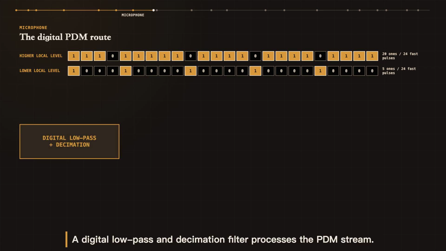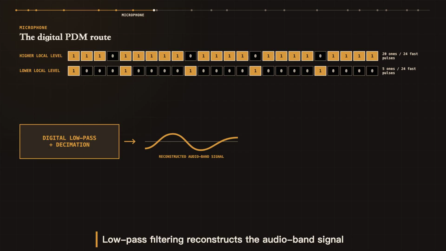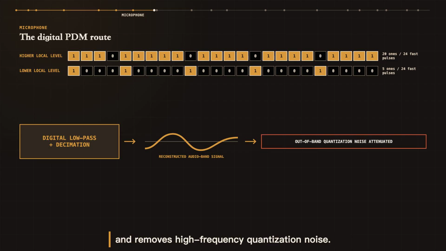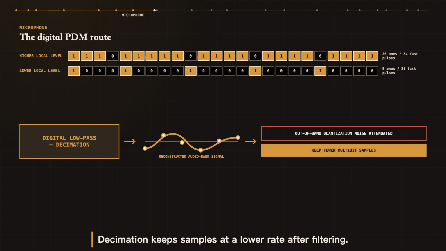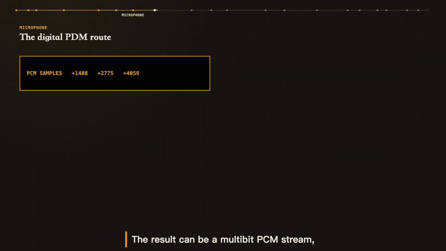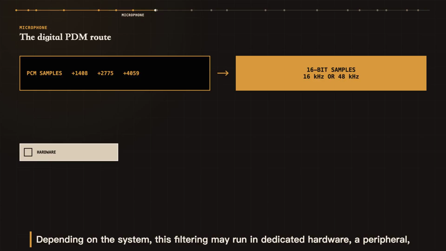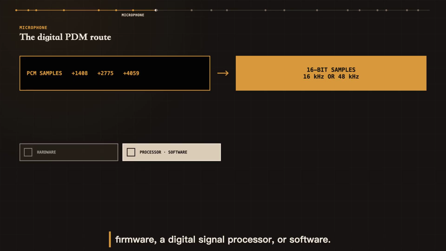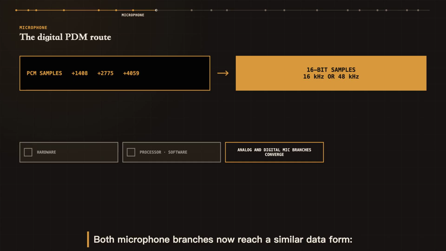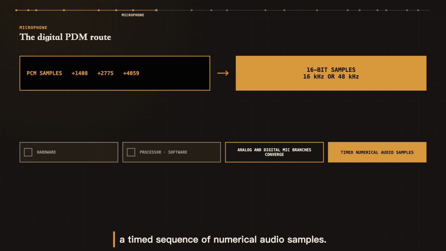A digital low-pass and decimation filter processes the PDM stream. Low-pass filtering reconstructs the audio band signal and removes high-frequency quantization noise. Decimation keeps samples at a lower rate after filtering. The result can be a multi-bit PCM stream, such as 16-bit samples at 16 kHz or 48 kHz. Depending on the system, this filtering may run in dedicated hardware, a peripheral, firmware, a digital signal processor, or software. Both microphone branches now reach a similar data form, a timed sequence of numerical audio samples.